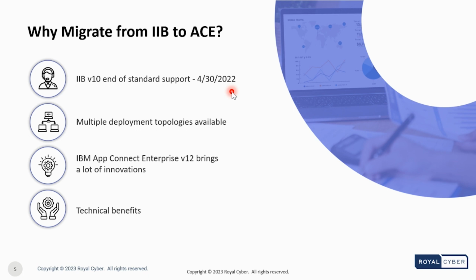And then the next reason is ACE in itself. ACE is very compelling, right? It comes with a lot of exciting stuff. One of them is the ability to have multiple topologies available. You can deploy App Connect Enterprise on-prem, on Cloud Pak for Integration, which is a complete suite of middleware tools.